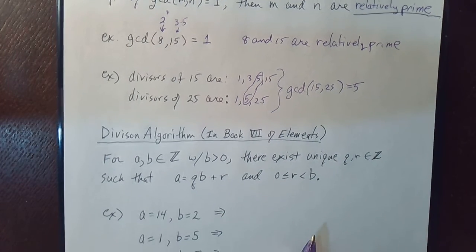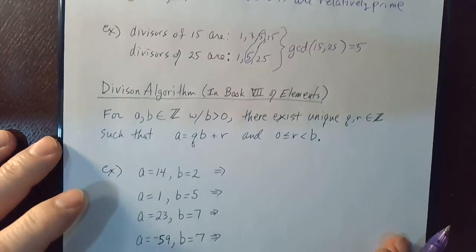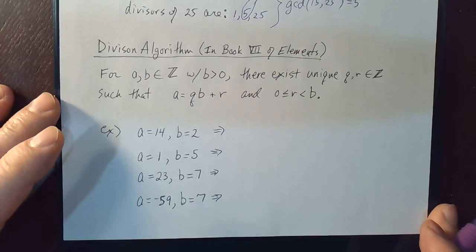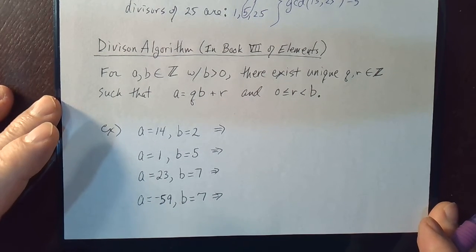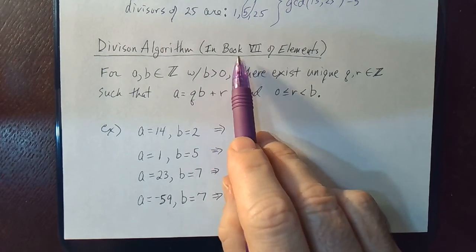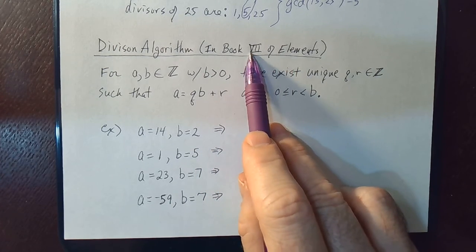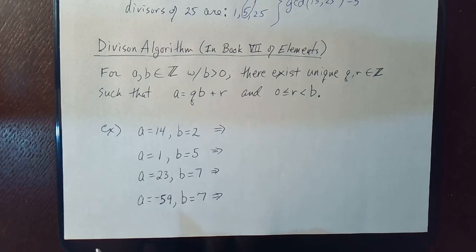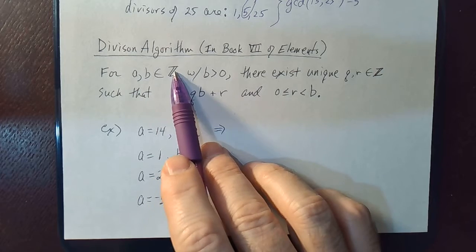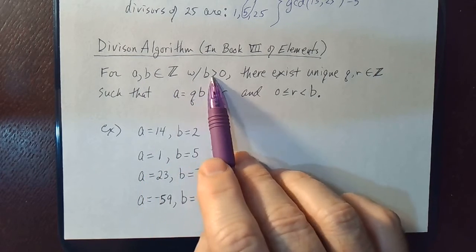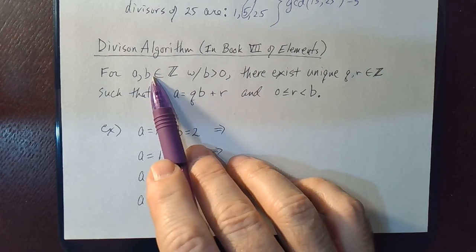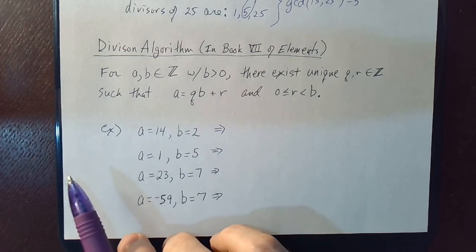Okay. Now, the last thing we're going to look at in this video is called the division algorithm. It's not really even an algorithm. And this was found in Euclid's Book of Elements, specifically book number 7. And what it says is, if you take any two integers, a and b, and make b a positive integer, or you could say that's a natural number, it's 1, 2, 3, dot, dot, dot.